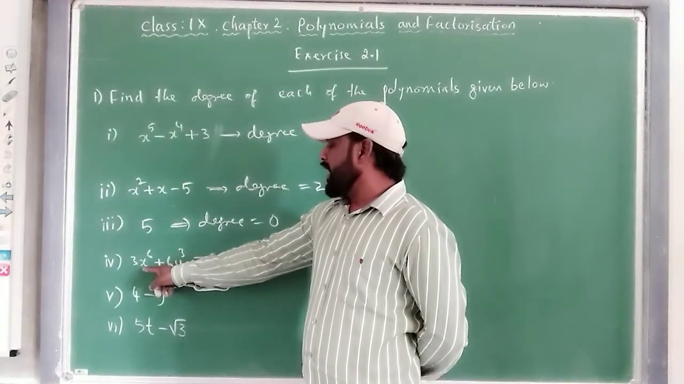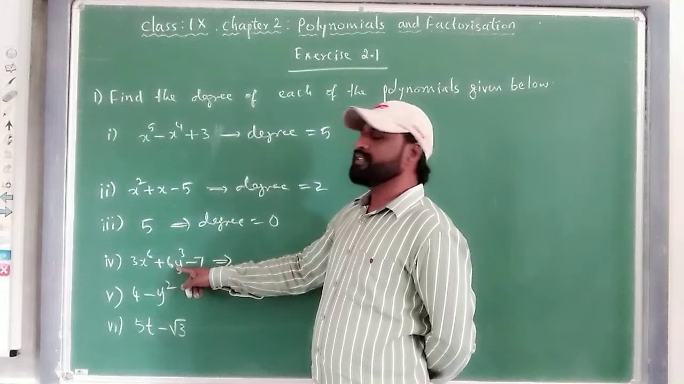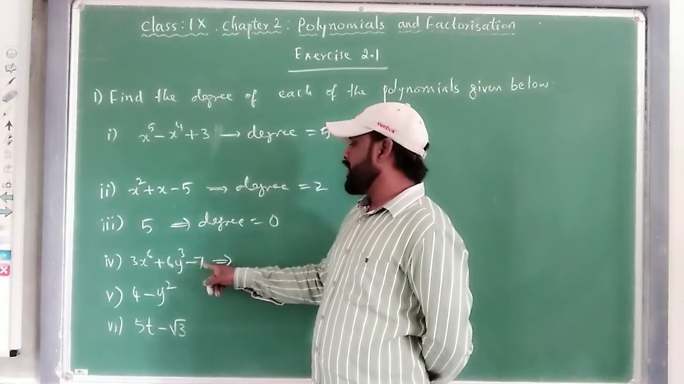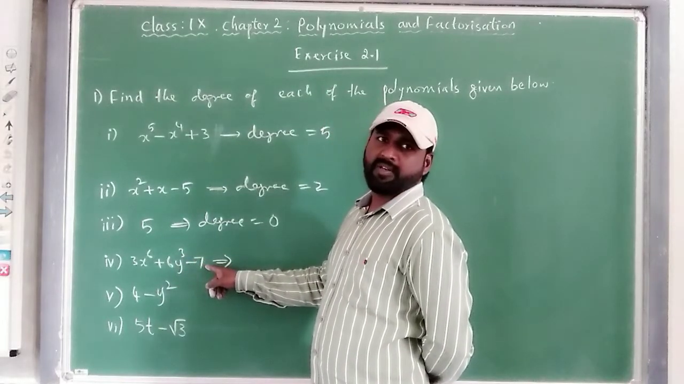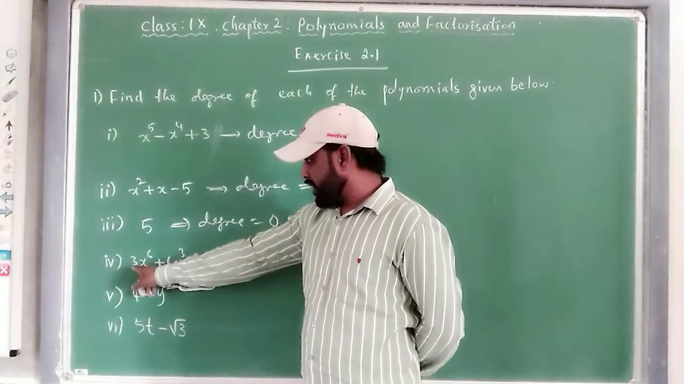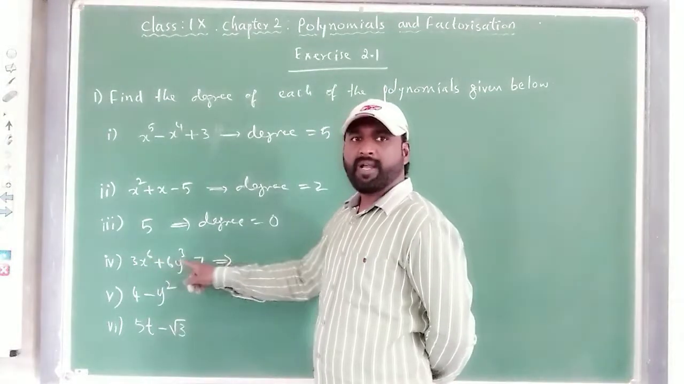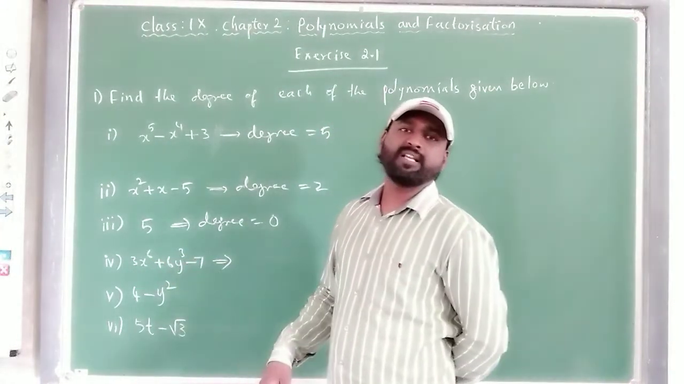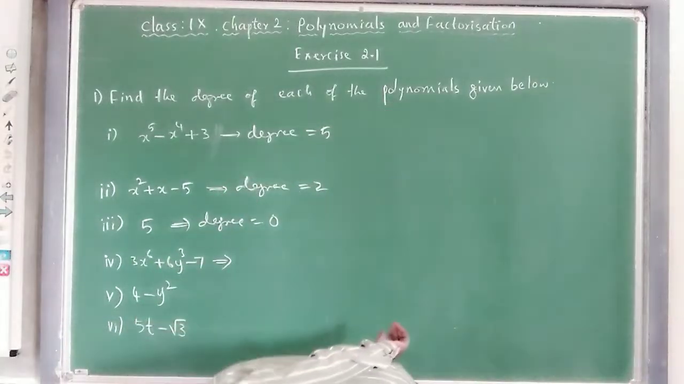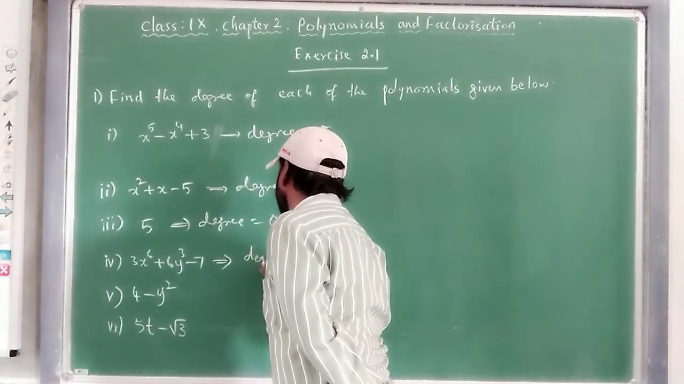But what is the exponent of the variable in the first term? 6. What is the exponent in the second term? 3. What is the exponent in the third term? Variable not there, that is why the exponent will be 0. Here, the highest degree is 6. That is why the entire polynomial's degree will become 6. So the degree of this polynomial is 6.